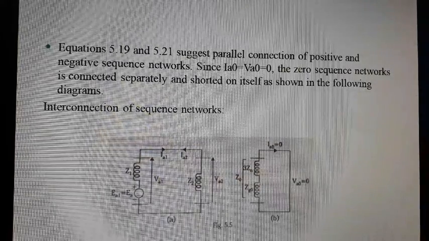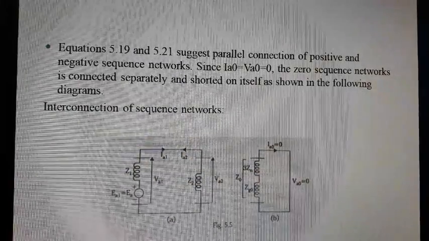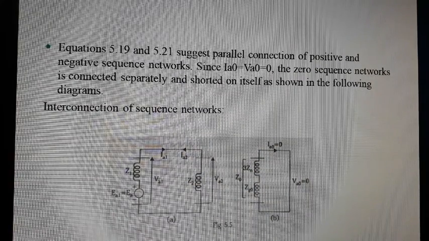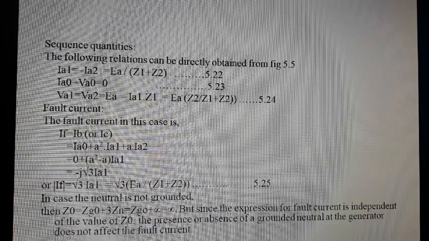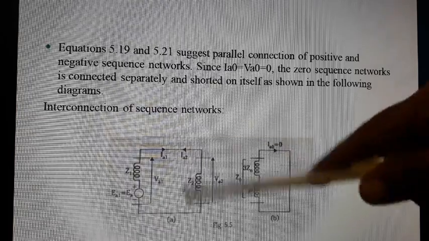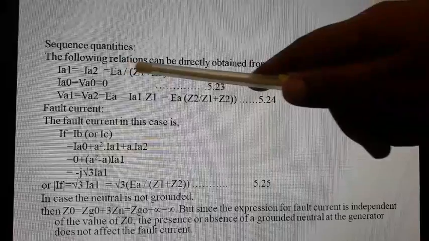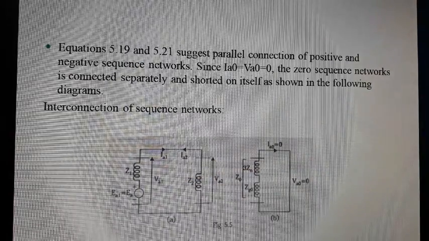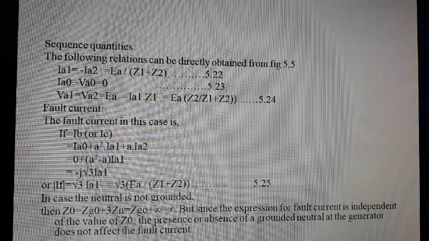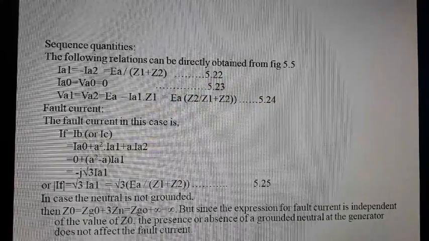The sequence networks must be connected in this way. The positive and negative sequence networks are connected in parallel such that IA1 must be equal to minus IA2, or VA1 is equal to VA2. Those equations must hold good. The relations can also be determined from this: IA1 is equal to minus IA2, which is EA divided by Z1 plus Z2, because only two sequence networks are shown here. So that is EA divided by Z1 plus Z2, and IA0 is 0.